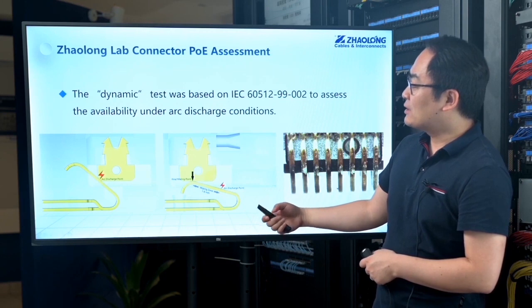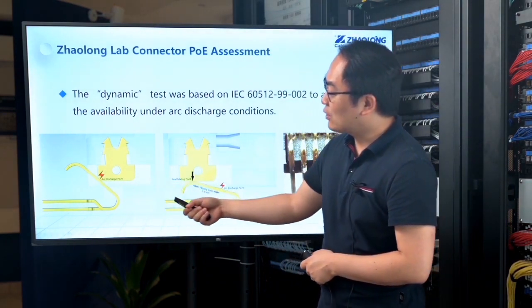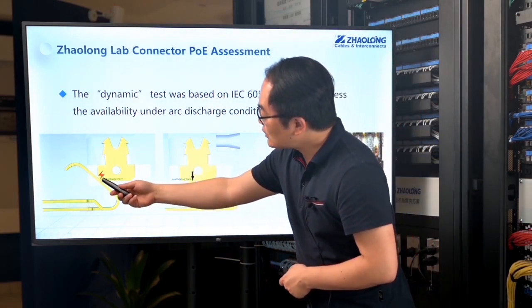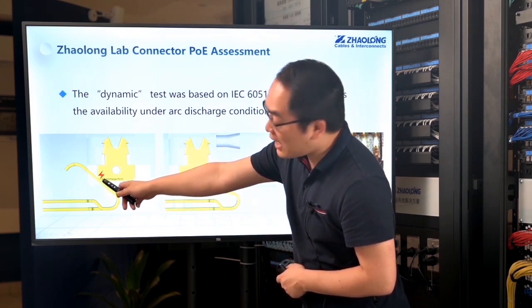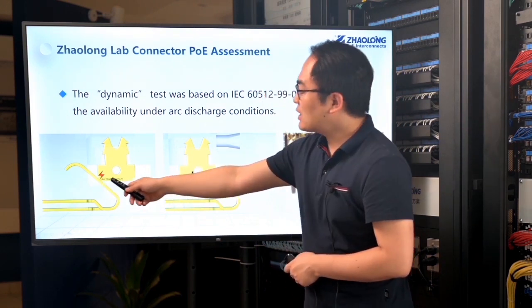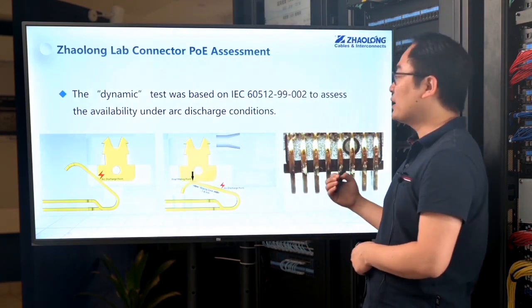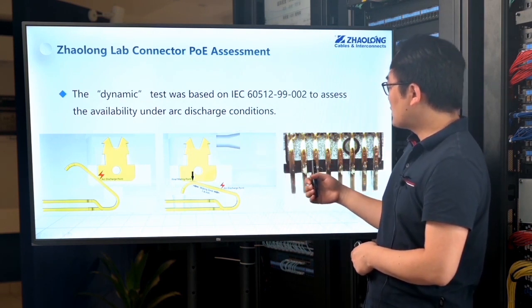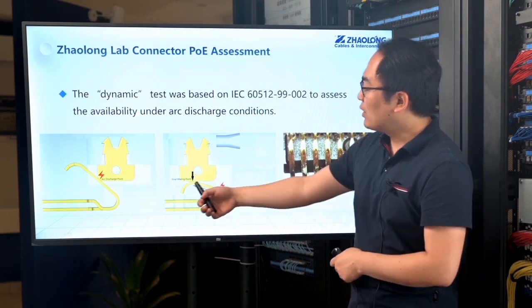Another thing is, in real life, people tend to unplug the patch cord from the outlet while the PoE is on. Then when the patch cord releases the jack, there will be an arc discharge here. This arc discharge will damage the surface of the copper. So you have to make sure your connector design is suitable to survive a certain amount of arc discharges while the PoE is on.